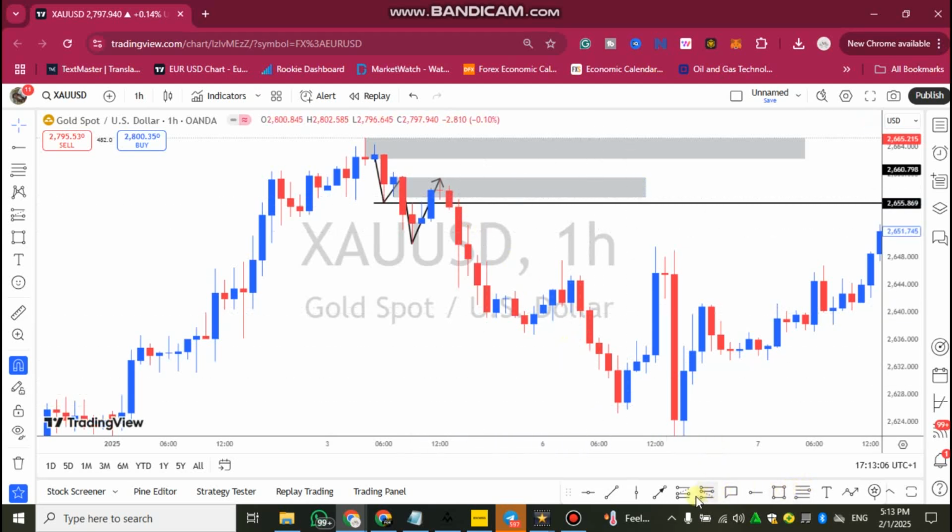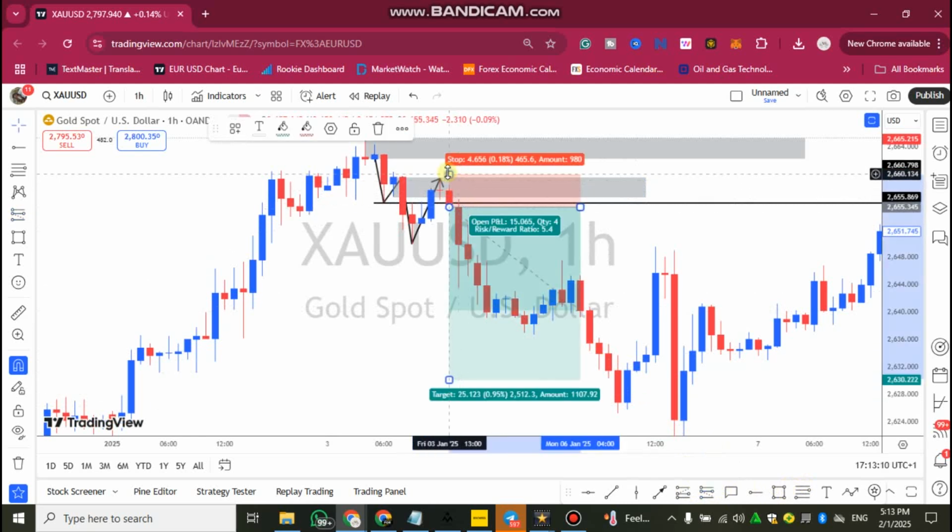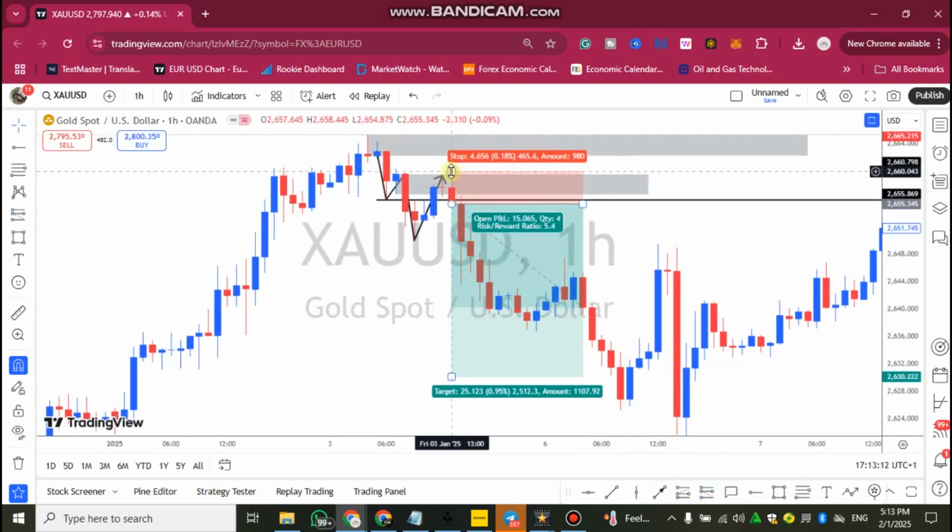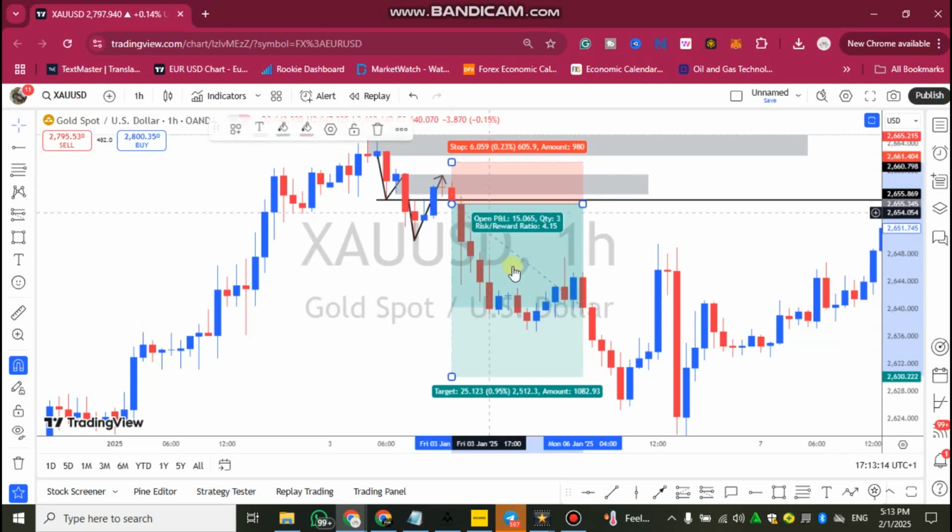Now I'll just take my sell trade like that, my short position like that, put my stop loss above this area like that, and maybe target this low or maybe this other low over here. That's a 4:1 risk to reward ratio.